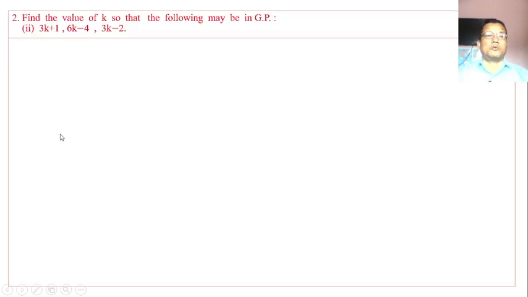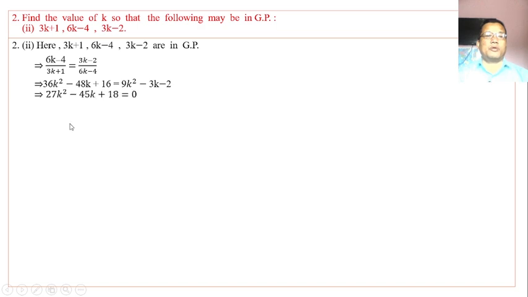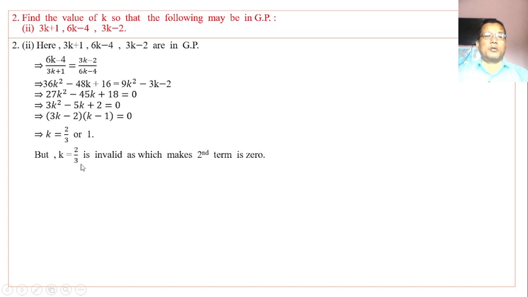For Roman number 2, second term divided by first term equals third term by second term. Cross multiply and expand, we get this quadratic equation. Factorize, we have this k value 2 by 3 or 1. When k value is 2 by 3, the second term is 0. Thus k value 2 by 3 is invalid as it makes the second term 0. In a geometric progression a term cannot be 0, so it is not meaningful. Therefore k value is 1.